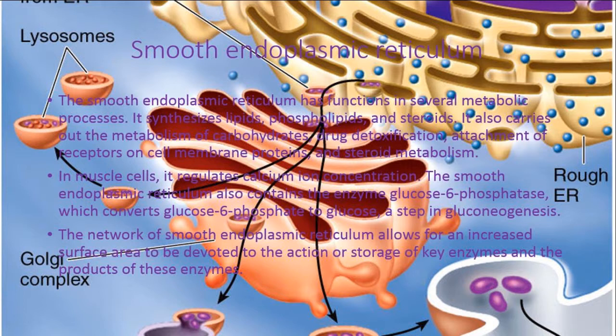The network of smooth endoplasmic reticulum allows for an increased surface area to be devoted to the action and storage of key enzymes and the products of these enzymes. So the smooth endoplasmic reticulum basically has a metabolic process that synthesizes lipids, phospholipids, and steroids in cells.